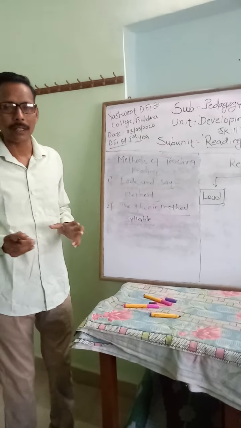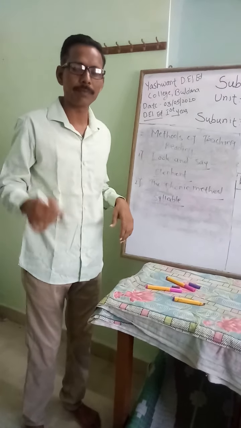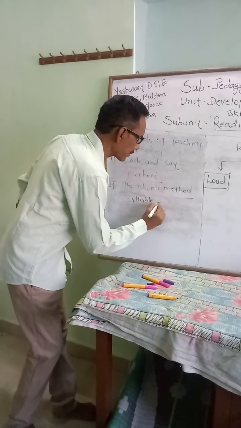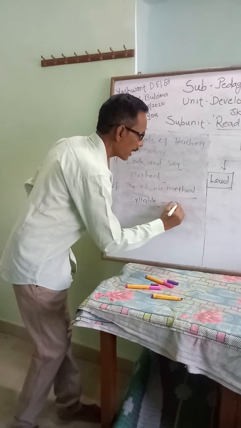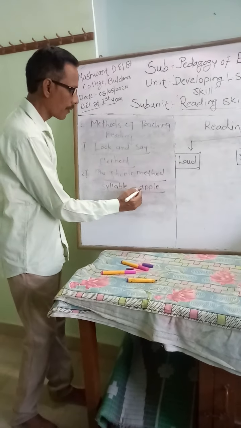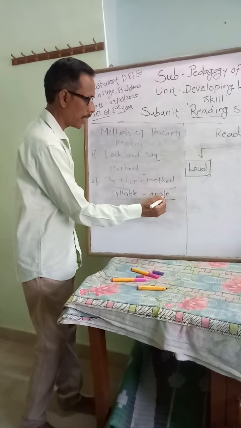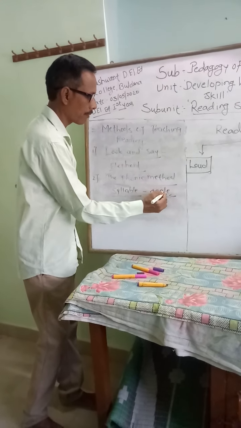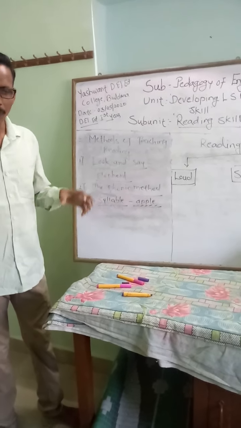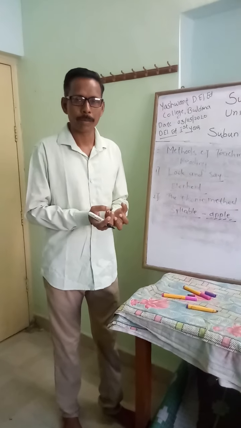We already know that different words are made from the combination of different syllables or alphabets. For example, the word apple is made of different syllables: A, P, P, L, E. 1, 2, 3, 4, 5. So these 5 alphabets have combined, and it has a meaning.